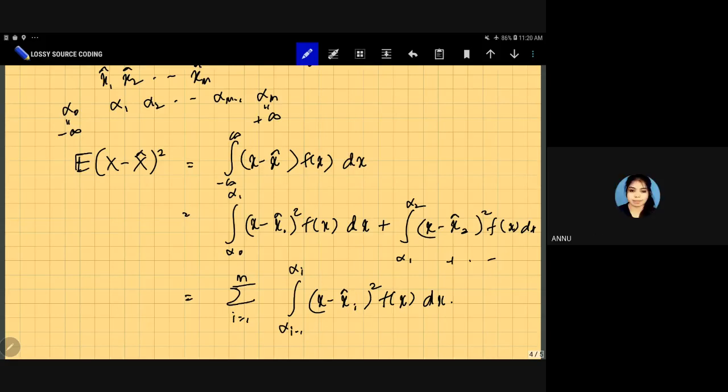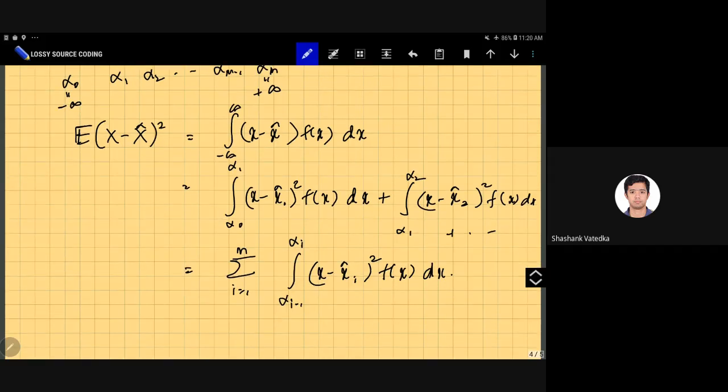Sir, these x1 hat, x2 hat, are these any values less than alpha 1, greater than alpha 1, like that? Exactly. So the choice should be such that x1 hat should be between minus infinity and alpha 1, and x2 hat would be between alpha 1 and alpha 2 and so on, right? In principle, there's no reason to put it between minus infinity and alpha 1. It could be outside, but that will only lead to a larger mean squared error, right? Okay, sir.